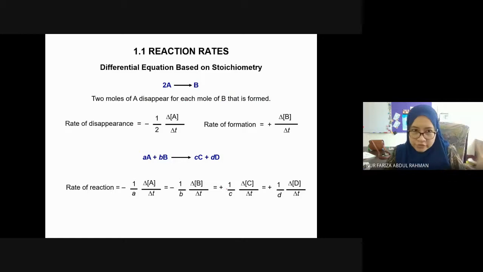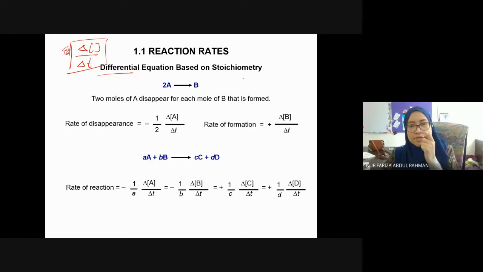So we can also relate this with the stoichiometry. Differential equation based on stoichiometry. As you can see, you present this delta concentration over delta T. This is differential, the differential form. How do we use this differential equation, this rate, to be applied in the chemical equation? Because when we have a chemical equation, we have stoichiometry. You cannot run away from that.